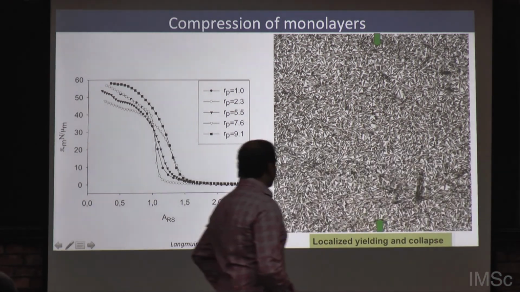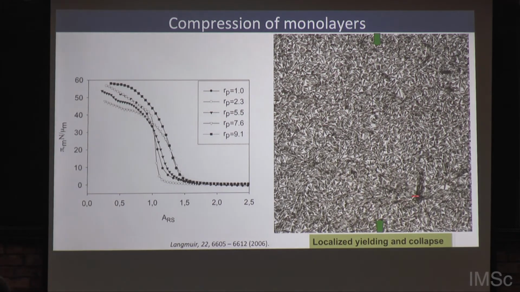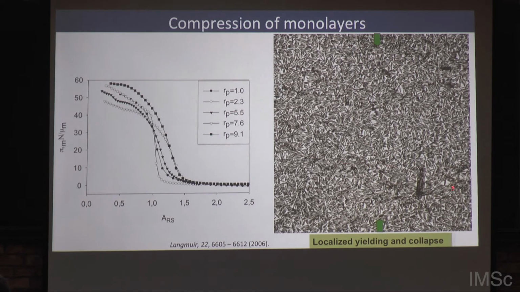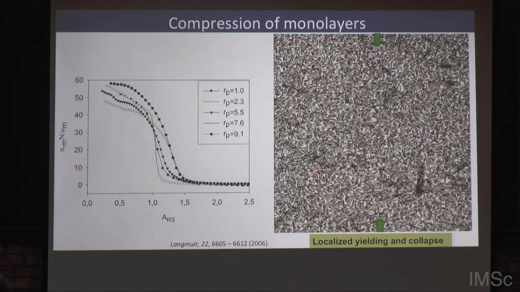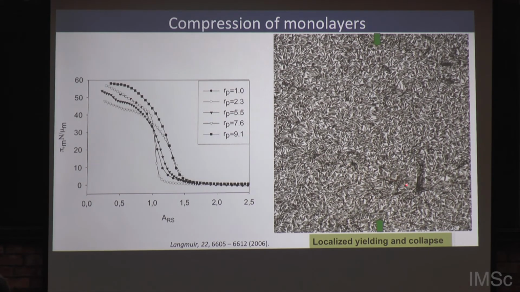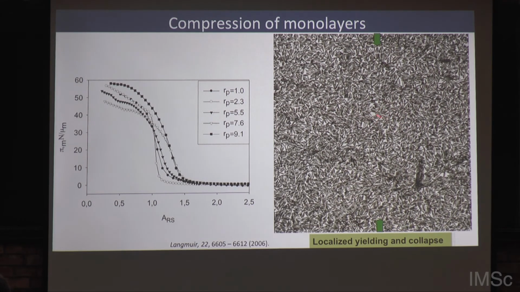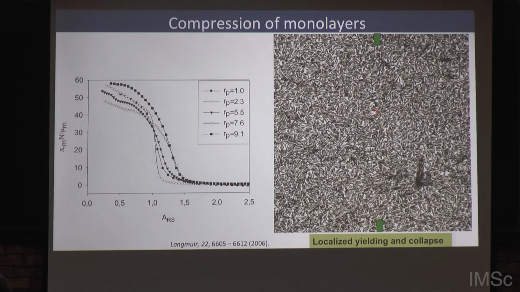What is interesting about this movie is that if you look at this region here, this is highly dense. At some point we see a collapse of the monolayer. If you look at it, the collapse actually occurs in the dense regions. You see a lot of space. If you look at the region here, there is a lot of empty space.